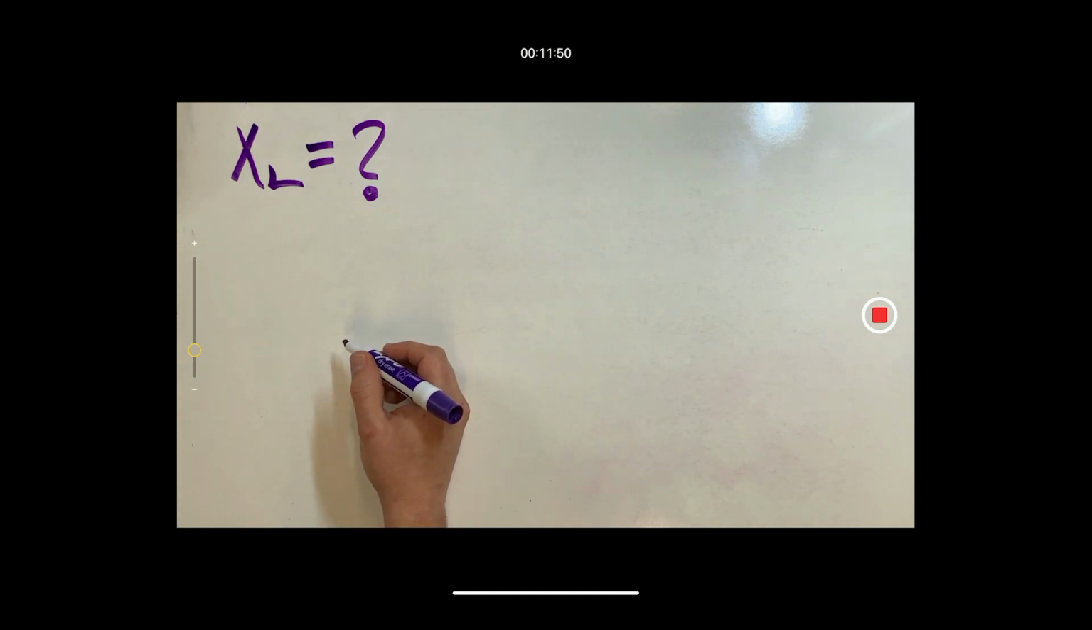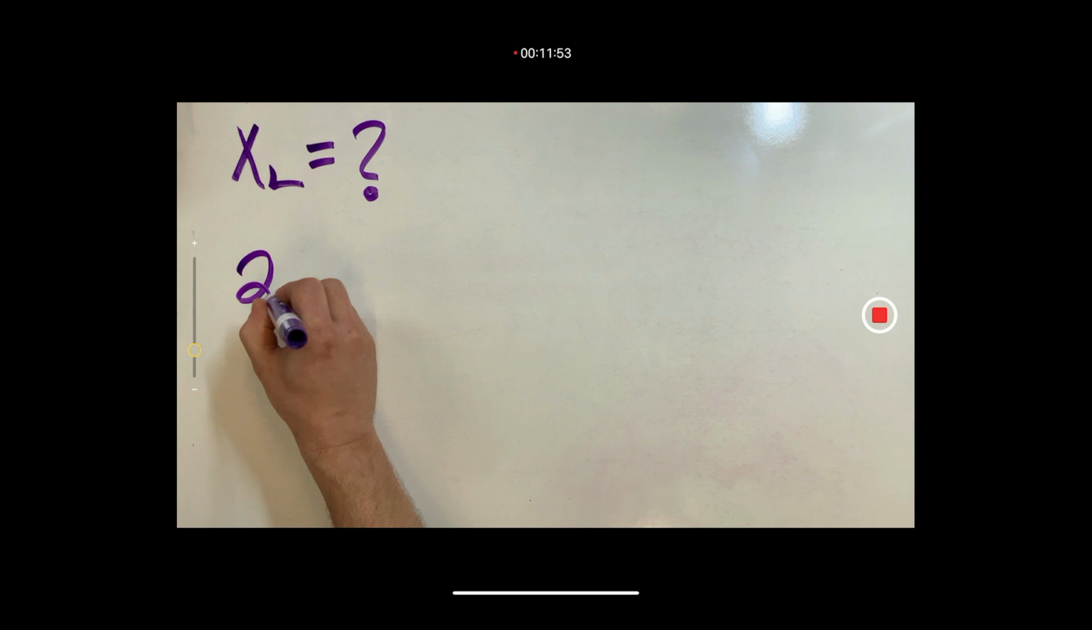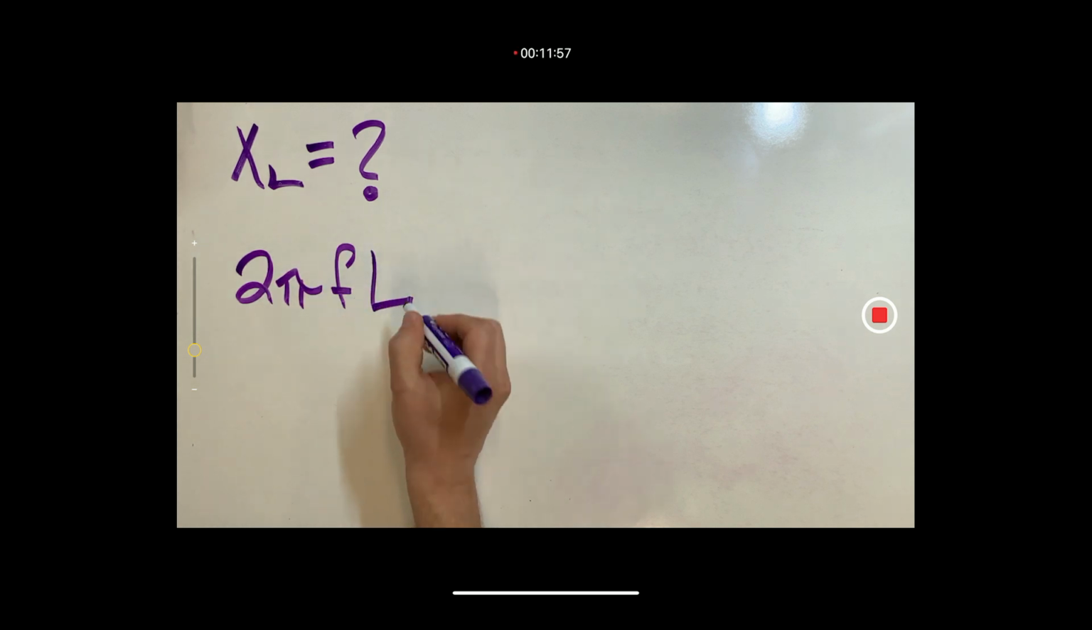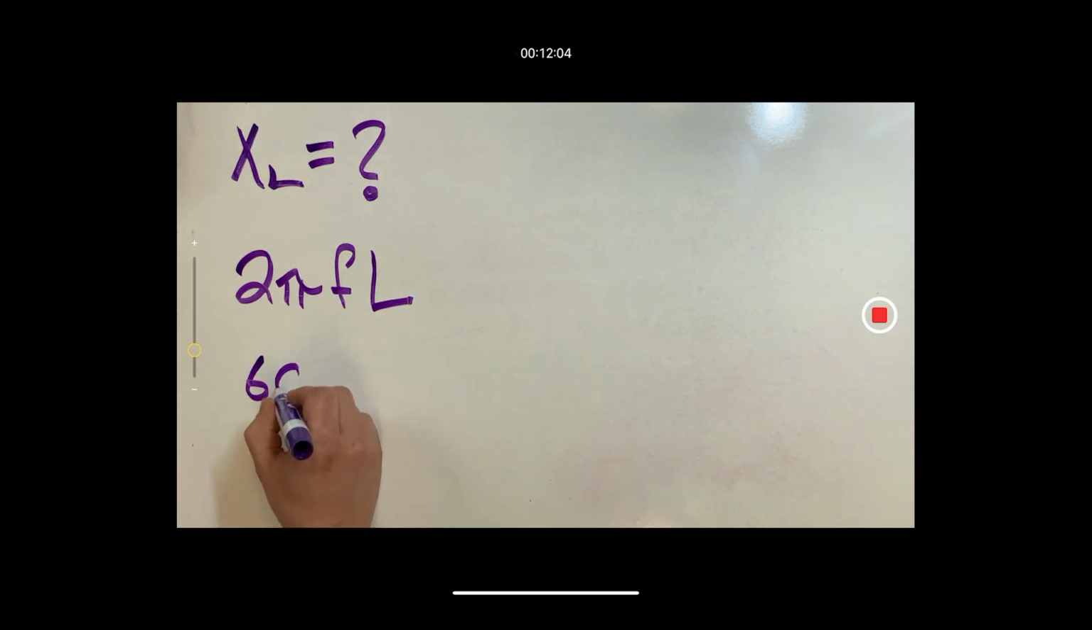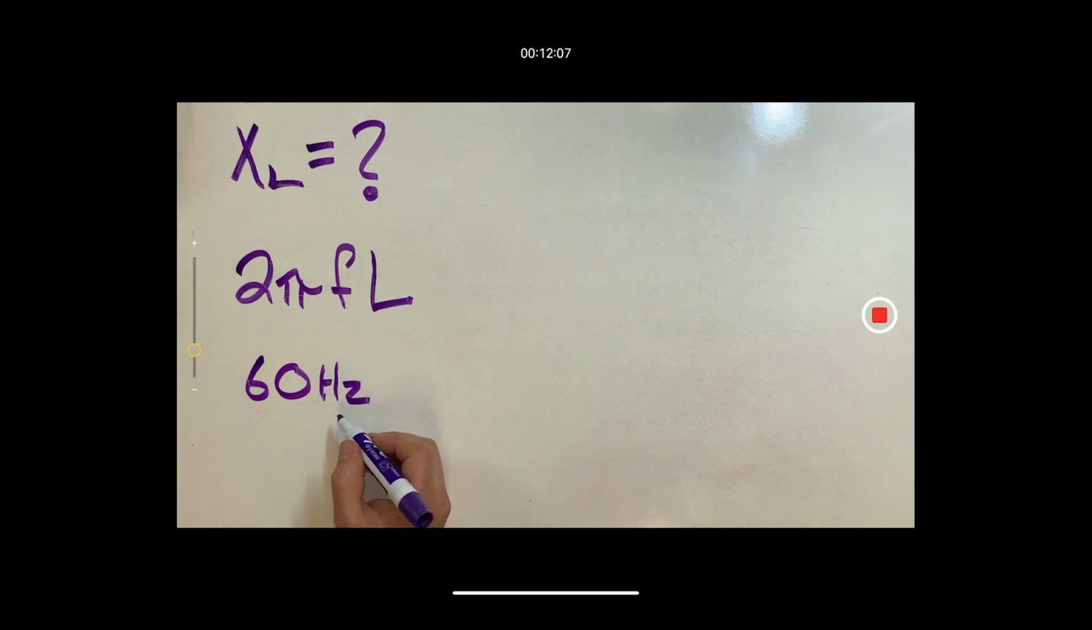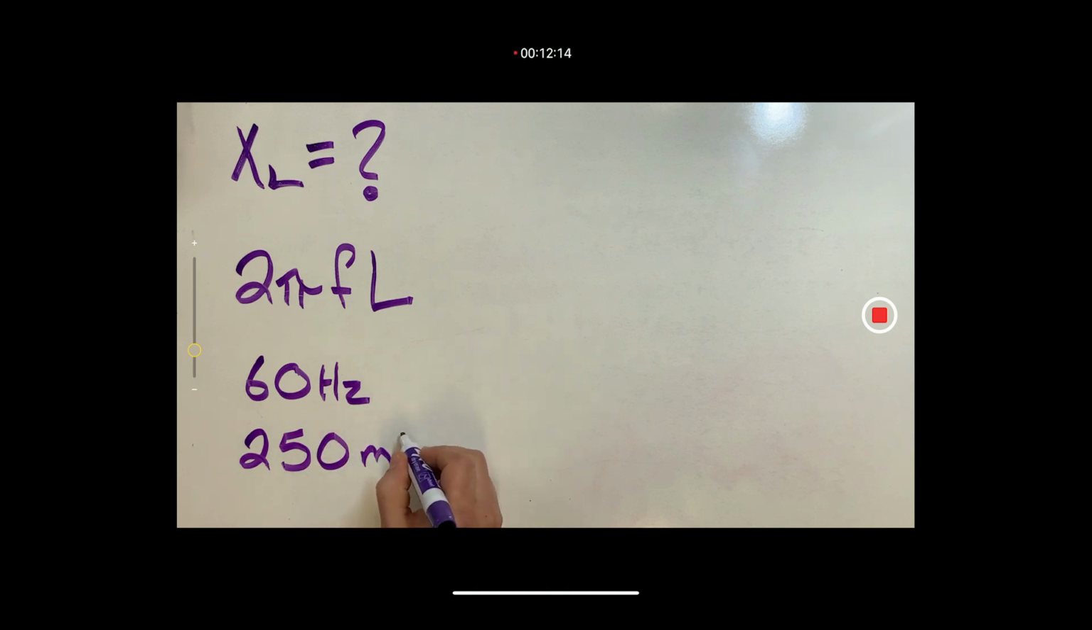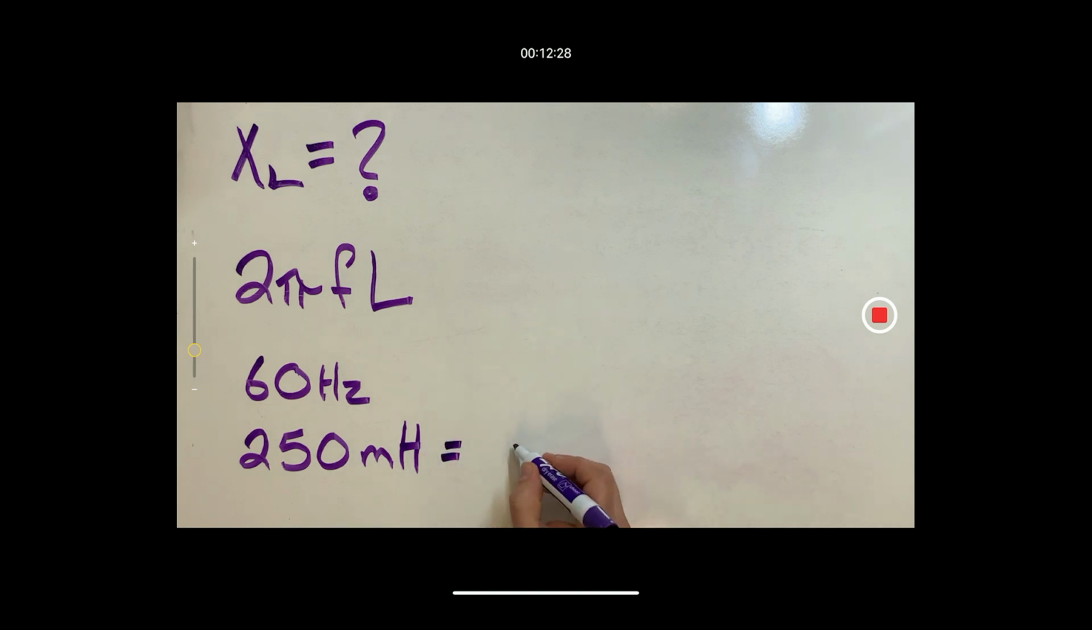We also know the formula for inductive reactance is 2 pi times frequency times the inductance in henries. They gave us a frequency of 60 hertz in the question, and they also told us 250 millihenries. Being that it's millihenries, we need to convert the millihenries into the base unit of henries. That would be moving the decimal 3 places, giving us 0.25 henries.